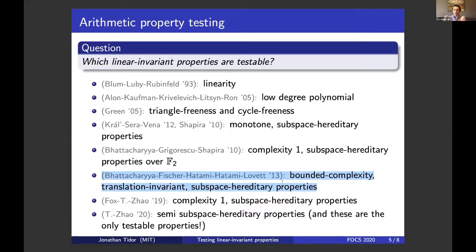They show that a large class of subspace hereditary properties are testable, subject to two restrictions, which we'll get to later. They show that subspace hereditary properties are testable if they satisfy a technical constraint known as bounded complexity, but also they have to be translation invariant for their result to hold, which means just that if a function satisfies the property and you translate the domain, then the new function satisfies the property.